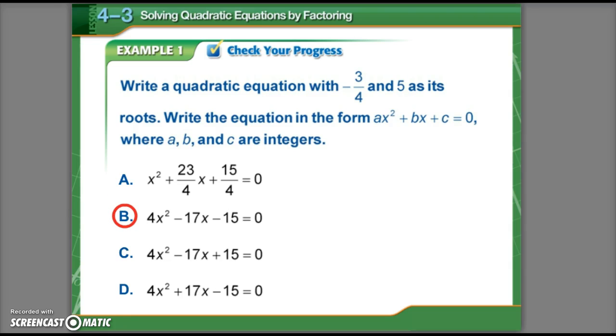And our answer for this problem is B, 4x squared minus 17x minus 15.